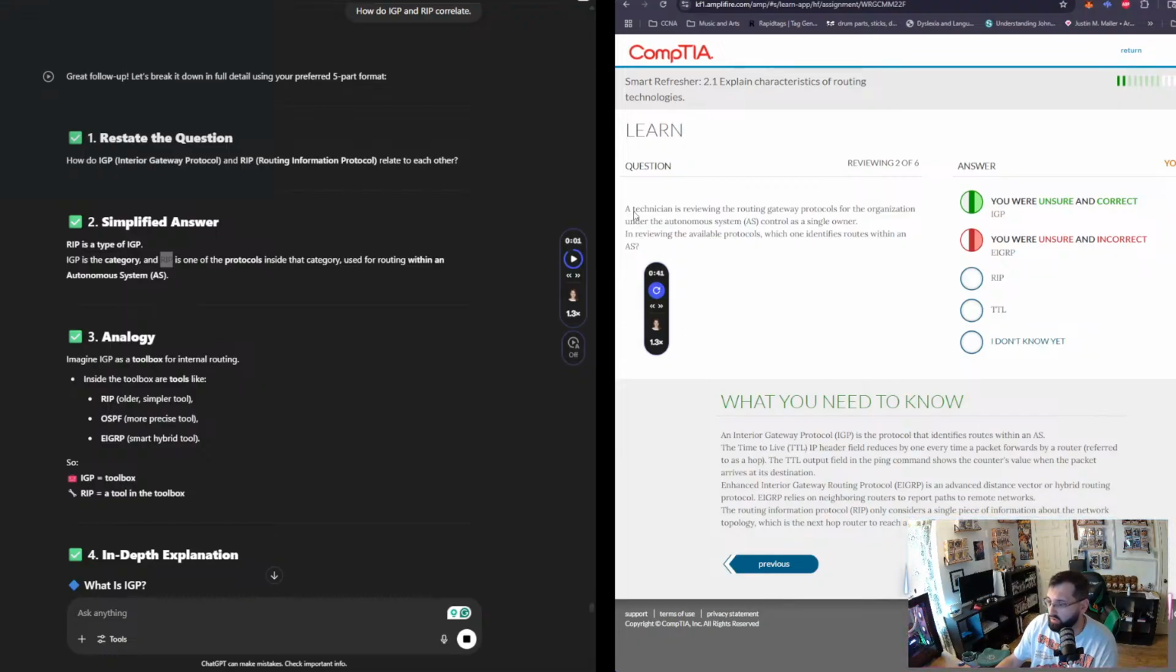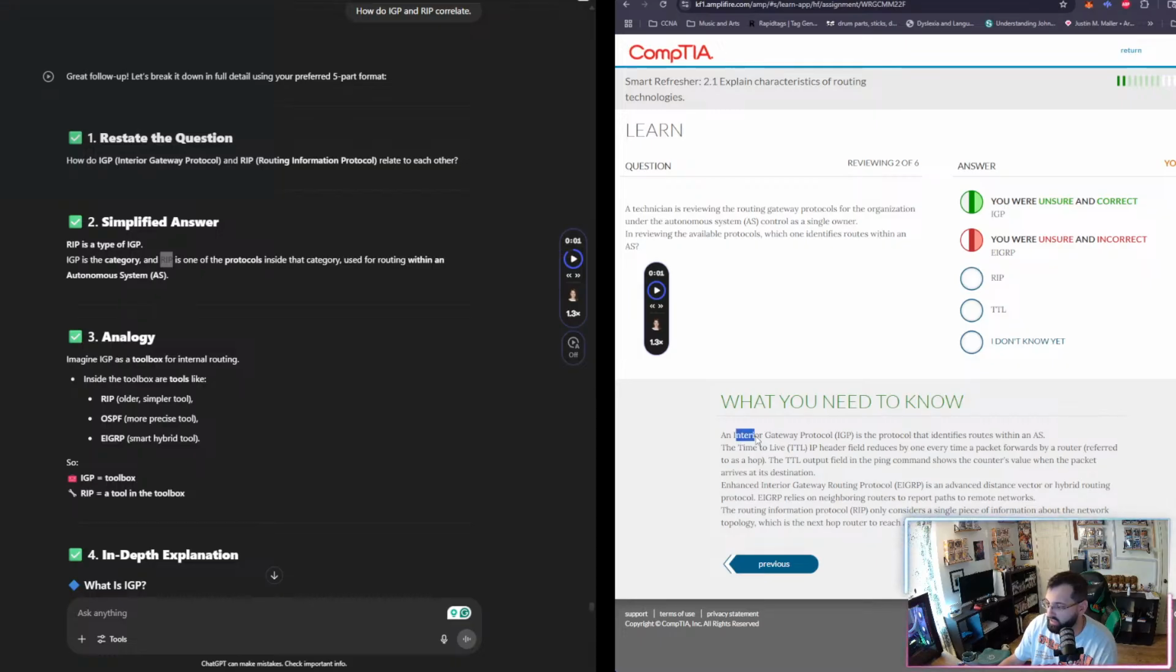And it wants to know, a technician is reviewing routing gateway protocols for the organization under the AS control as a single owner. So the AS is the single owner. In reviewing the available protocols, which identifies routes. But this is not a protocol. How is this the answer?